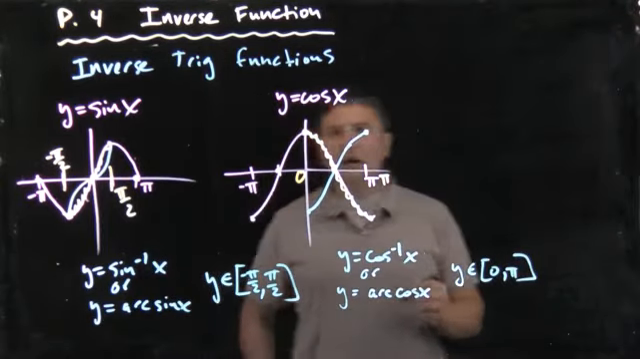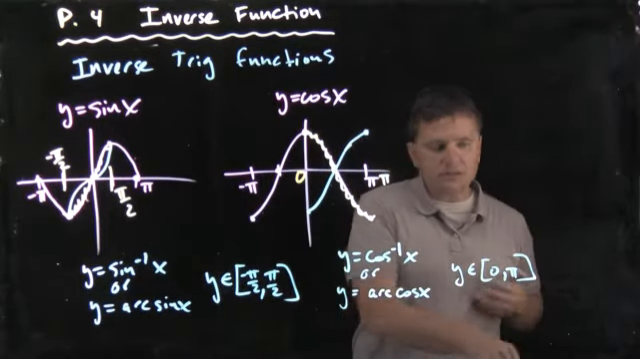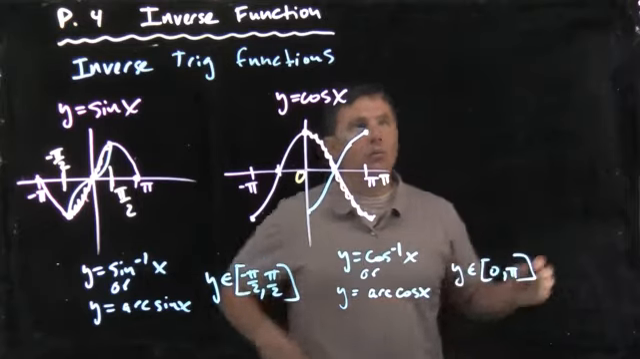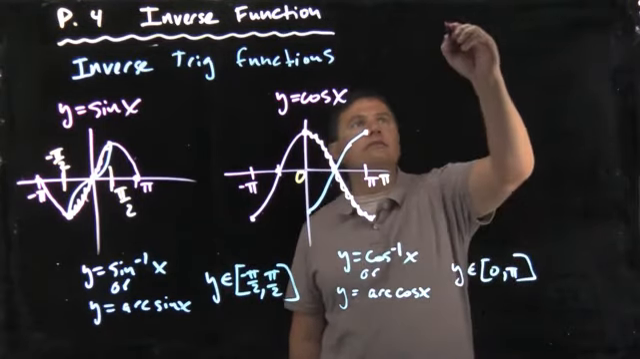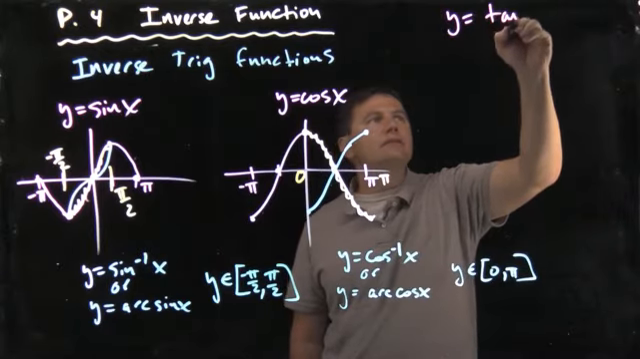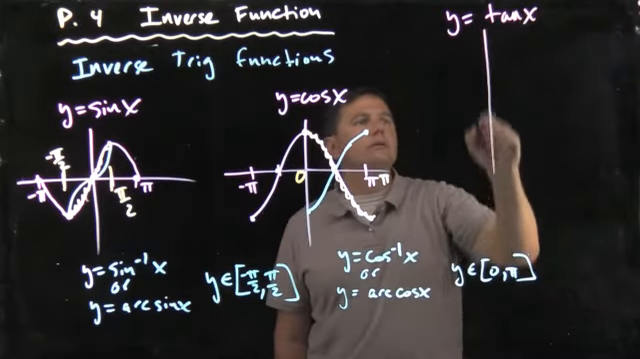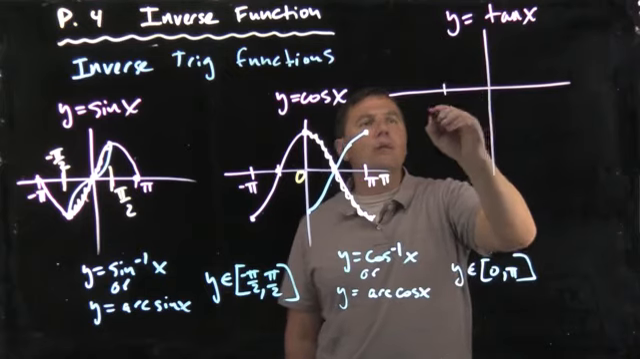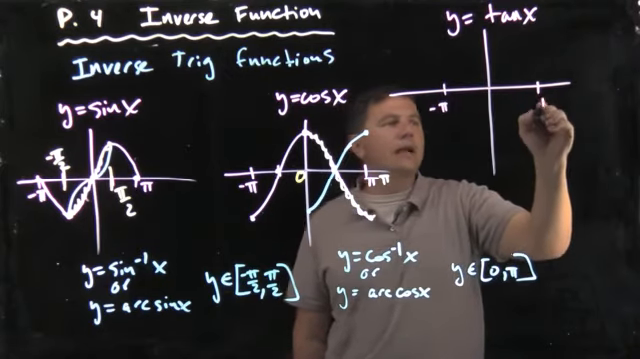Okay? Let's move up here for tangent, and then we'll move on to actually evaluating these things. So y equals tangent x from negative pi to pi.